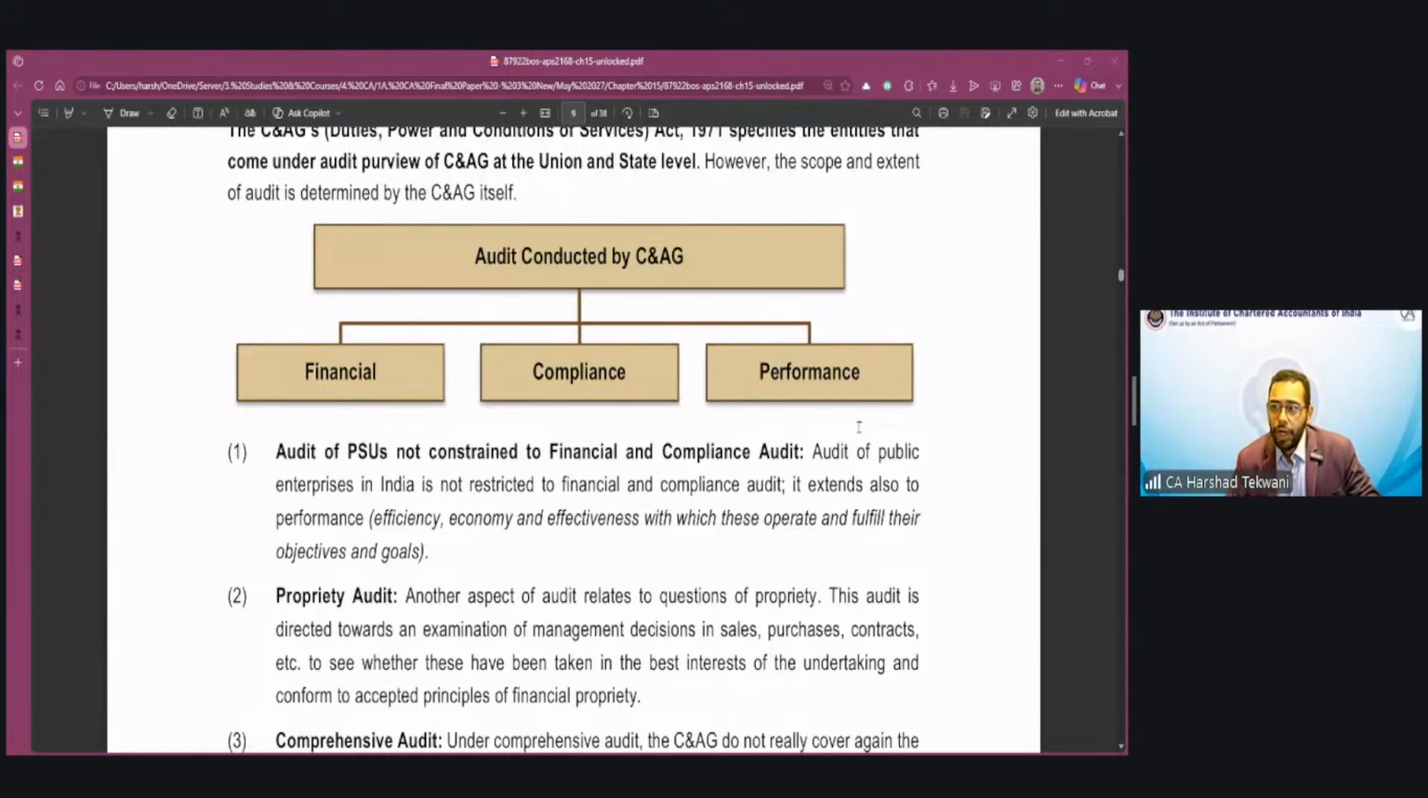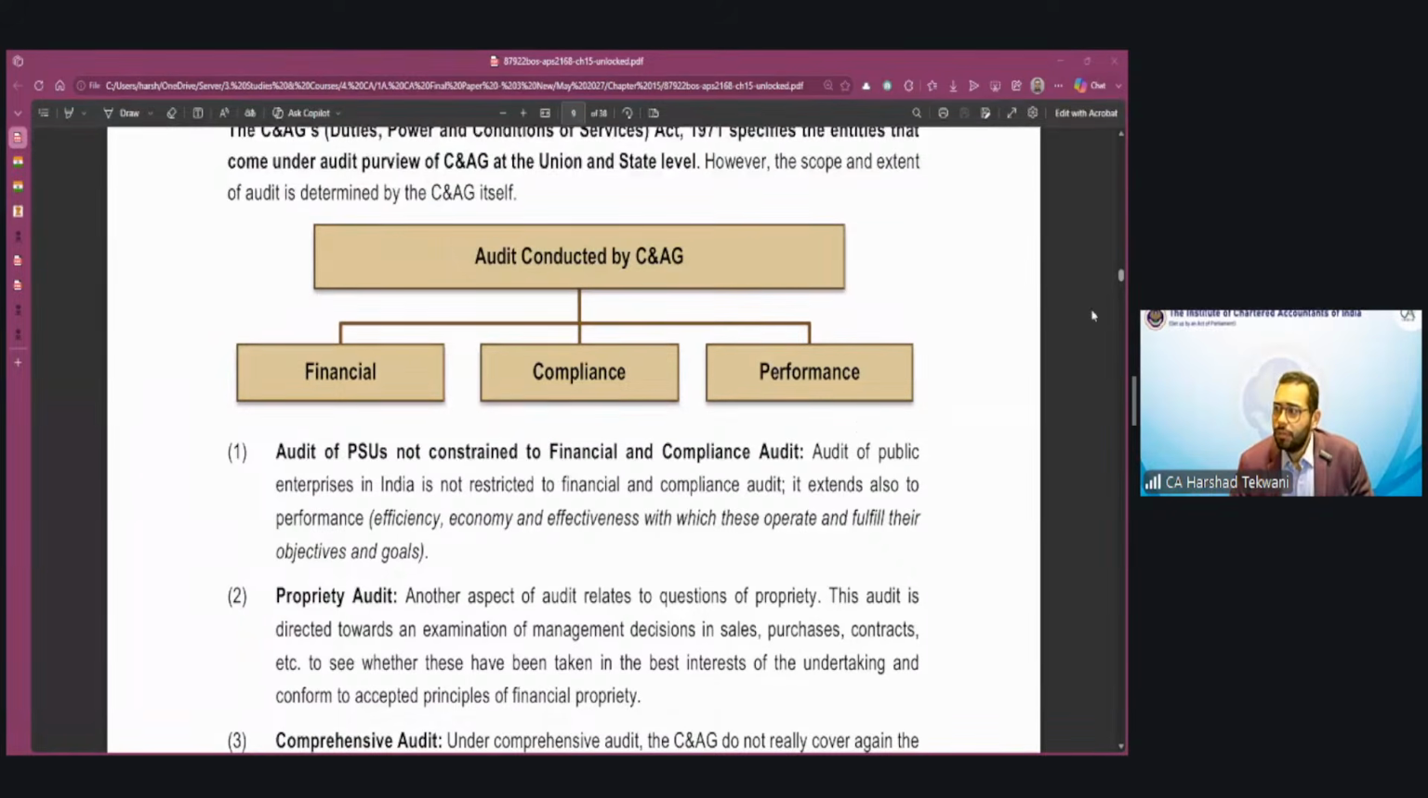See, it's very important to understand how and in what manner the performance audit is carried out. What is the difference between the aspects being looked into in the performance audit versus the aspects being looked into in the compliance audit? If I talk about performance audit, then what is the different thing I'm looking into? Let's understand from the perspective of a report, a performance audit report issued by the CAG.